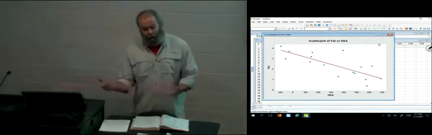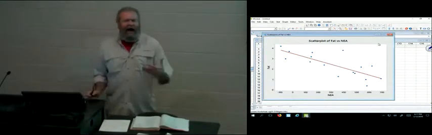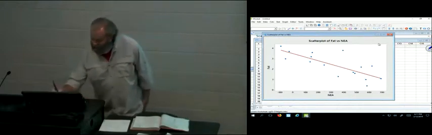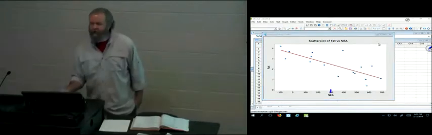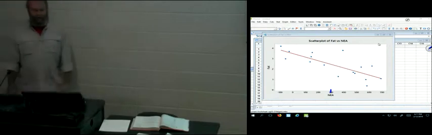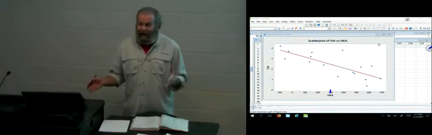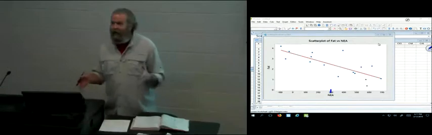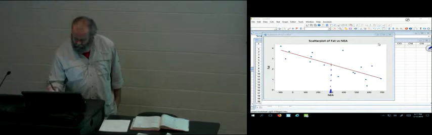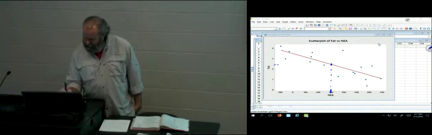The ones I already have are the little blue dots here, right? So just for the sake of things, let's say I'm going to have a person that has a positive NEA change of 300. In other words, right there. I want to know, what does that line predict their fat gain to be? Anybody that's math inclined, you're not going to like me doing this because this is not the way a lot of people think about this. What you do is find that point on the line. Then you read across.